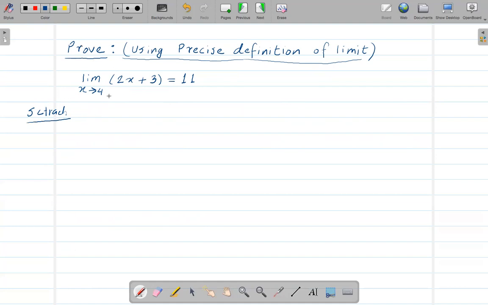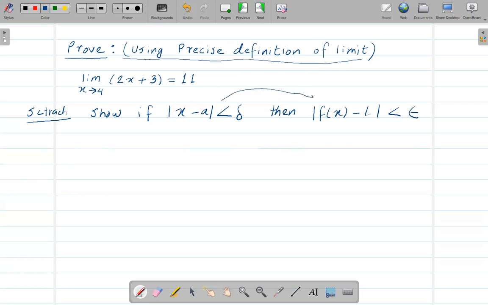We need to prove this, but before that, I need to show the scratch work. So let's write, need to show: if the absolute value of x minus a is less than delta, then the absolute value of f of x minus L is less than epsilon. Basically we need to prove from here to here. That should be our actual proof.